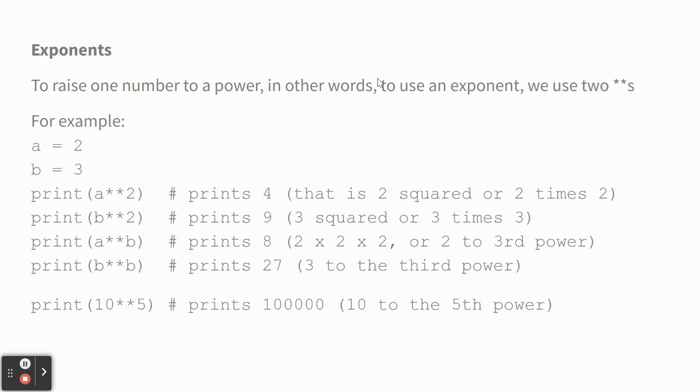And to raise one number to another power, that's exponents, we use 2 stars. So if I made A equal to 2 and B equal to 3, and I did A star star 2, that'd be 2 squared, like a 2 with a little 2 up above to the right. 2 times 2 is 4. If I did 3 squared, I'd get 9. And if I did 2 to the third power, I'd get 8. And if I did 3 to the third power, I'd get 27. 3 times 3 times 3. And 10 to the fifth prints 100,000.